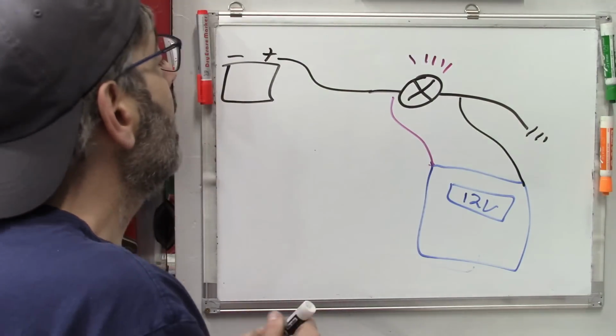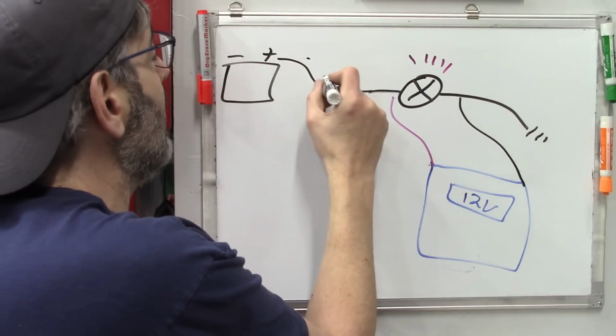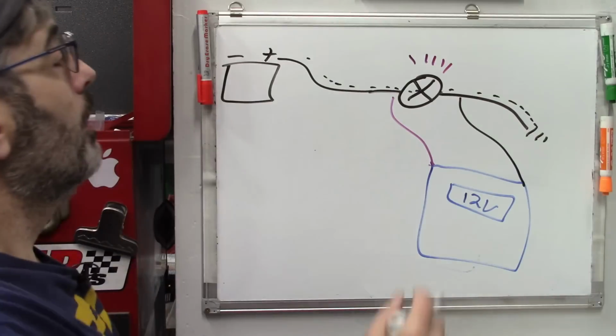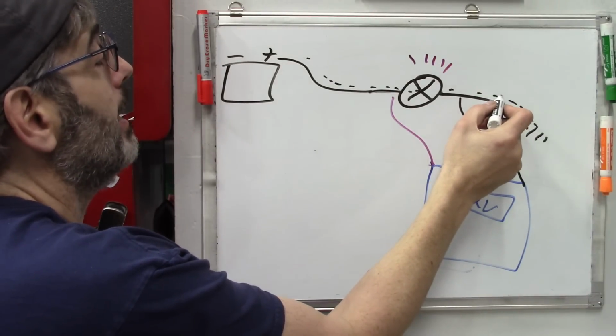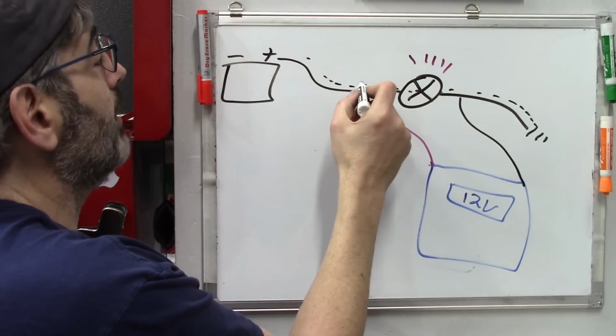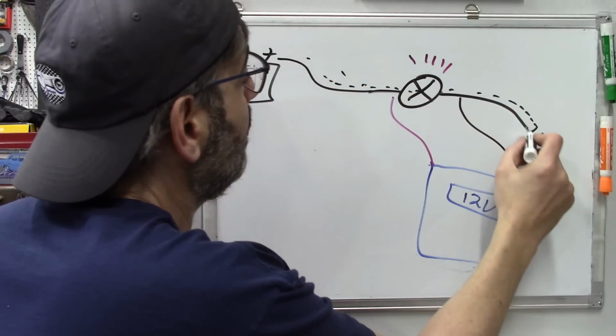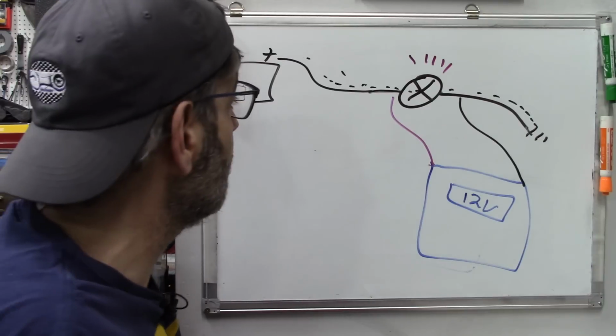By the way, if this bulb is lit, that means we have amperage through there. Is our amperage here after the bulb different than the amperage before the bulb? Absolutely not. Amperage is going to be the same through this whole circuit. So just a reminder there.